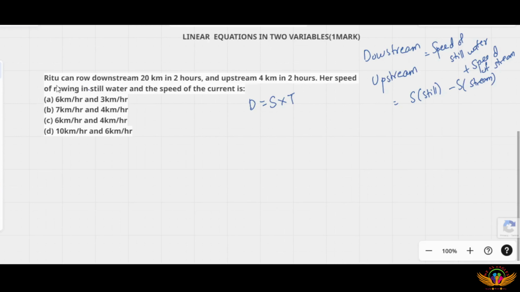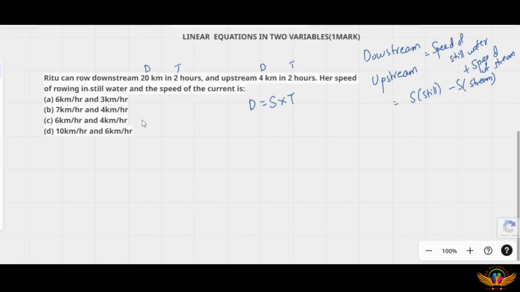Yes, let us see. Ritu can row downstream 20 kilometers. They have given distance 20 kilometers, and what is the time? This is distance d and this is the time, 2 hours. And upstream also they gave distance 4 kilometers and time is 2 hours. Her speed of rowing in still water and the speed of current is... Okay, we have to find both the speed of rowing in still water and also the speed of current. So we don't know both.